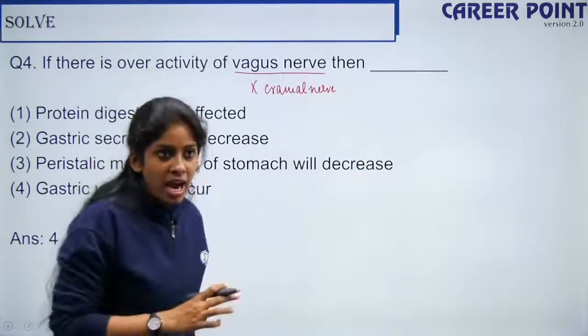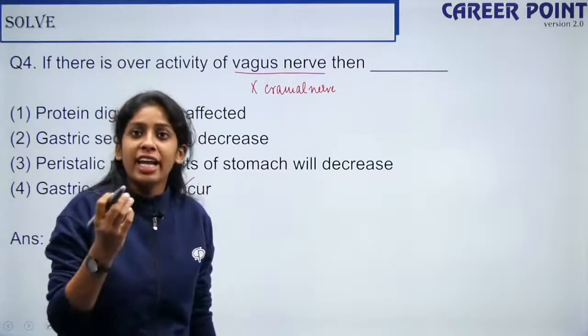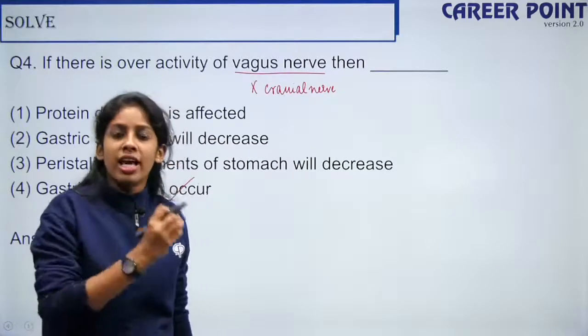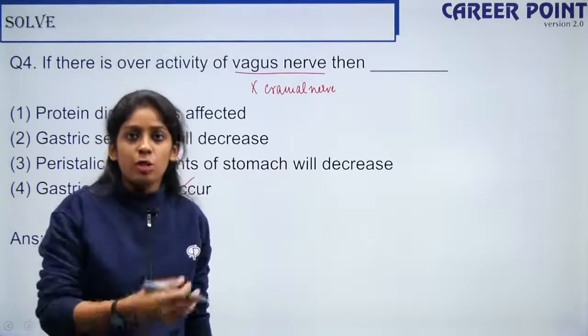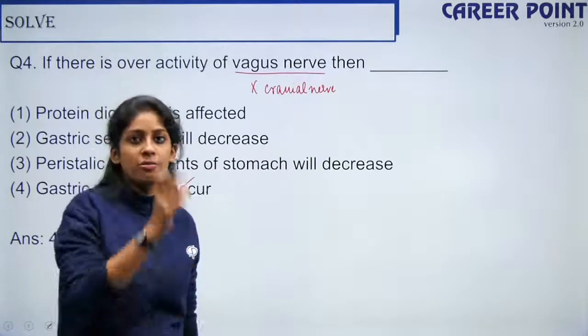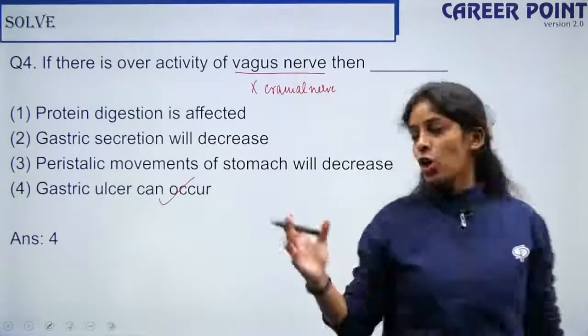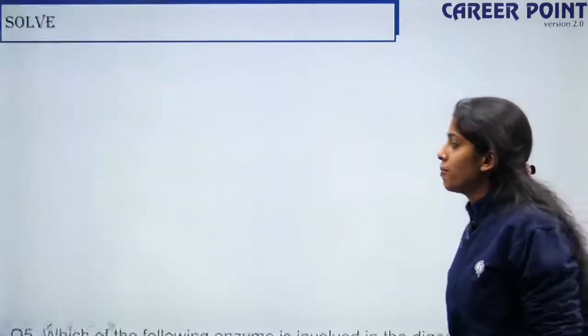The reason behind it: if your vagus nerve is overactive, it induces the secretion of more gastric juices. Therefore it becomes more hydrochloric, more acidic, because of which the passage becomes eroded. That leads to gastric ulcer, right? So option D is right. Yes, good. So question number 5.